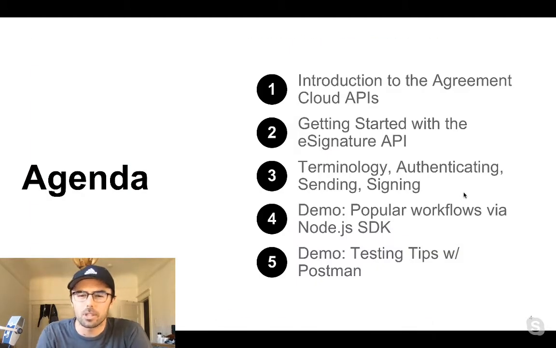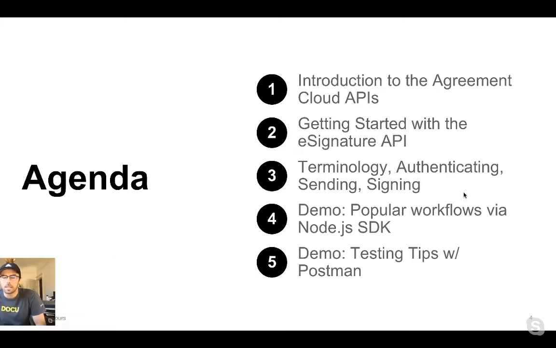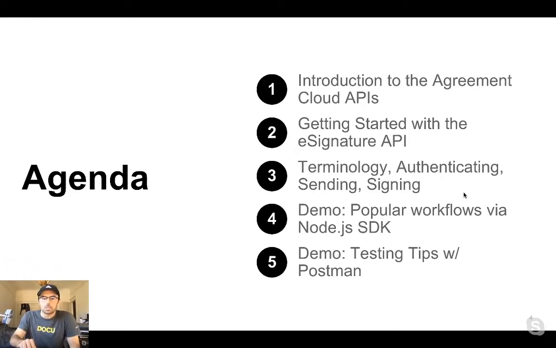So our agenda, first I'll talk about the Agreement Cloud APIs. I'll talk about getting started with the e-signature API, some terminology, authenticating your requests, sending and signing, and I'll show two demos. One, some popular workflows via our Node.js SDK, and then also some testing tips and troubleshooting information with Postman. So let's jump right in.